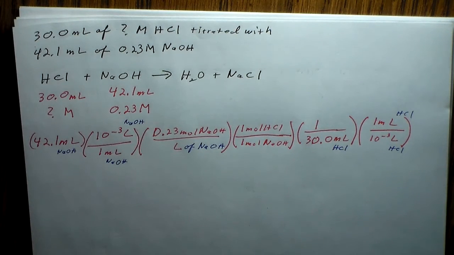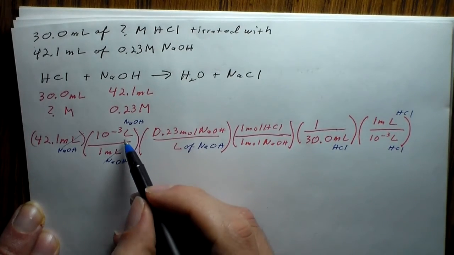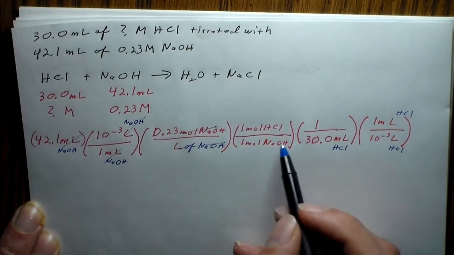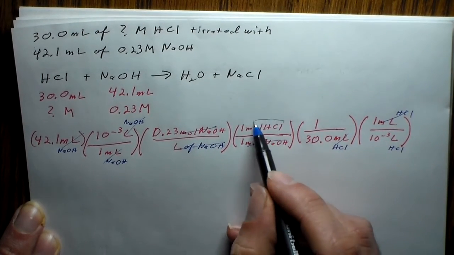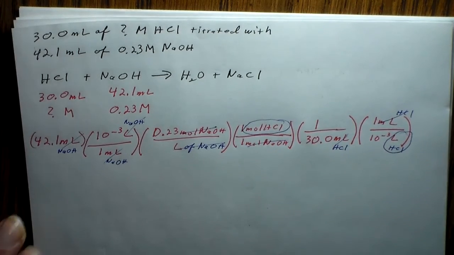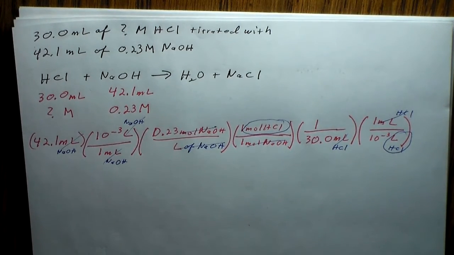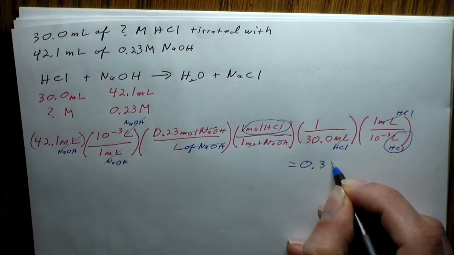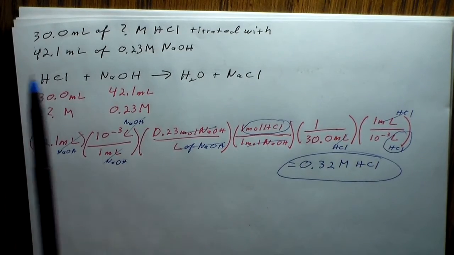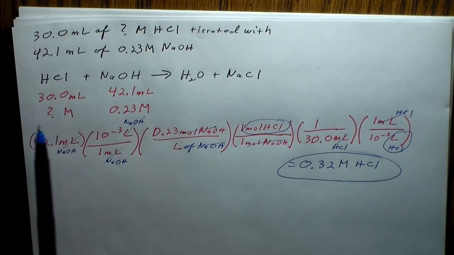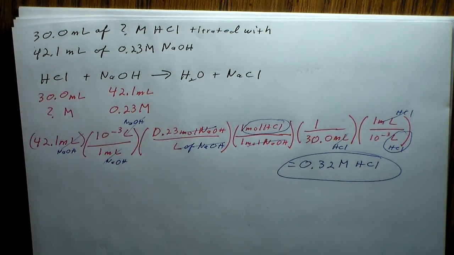So once we do all of this, notice my milliliters of sodium hydroxide go away, my liters of sodium hydroxide go away, my moles of sodium hydroxide go away, my milliliters of HCl go away, and I'm left here with moles of HCl per liter of HCl. And that's going to be my molarity, which I'm actually looking for. And once you go through all the math and calculate that out, this winds up to be 0.32 molar HCl. So what we've done is we've titrated with a 0.23 molar sodium hydroxide solution. It took this much, and we wound up with a 0.32 molar solution of HCl. So that's how we can verify titrations and know what the concentration of an unknown actually is.